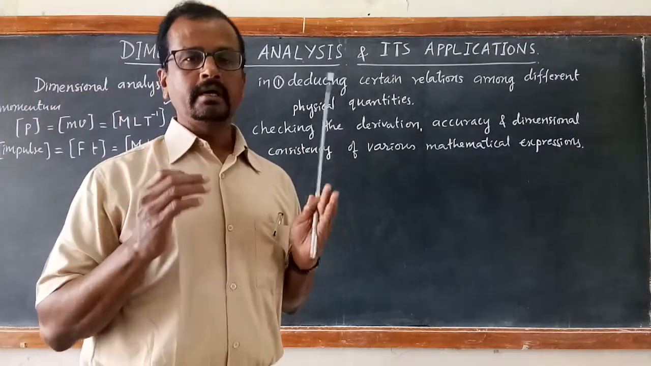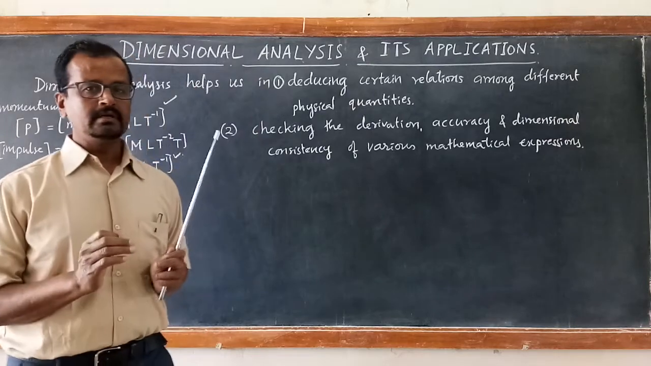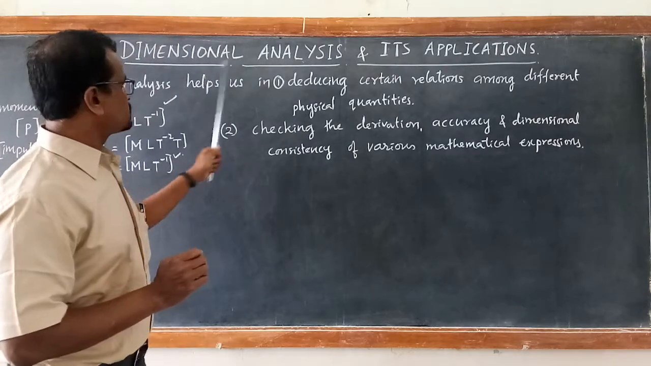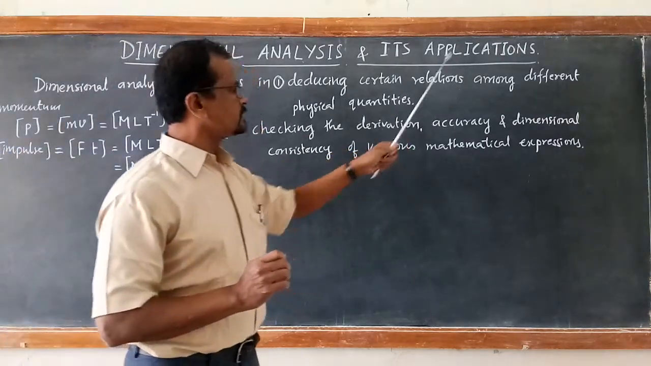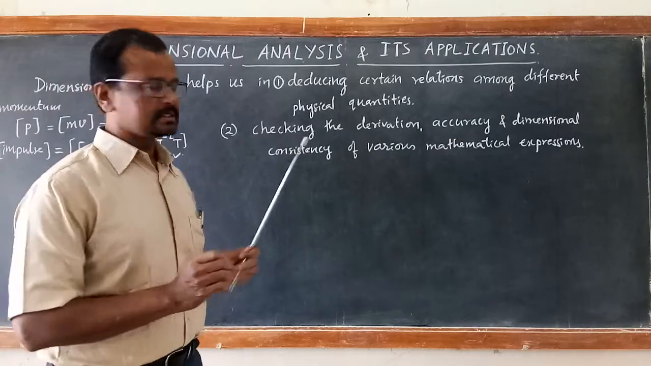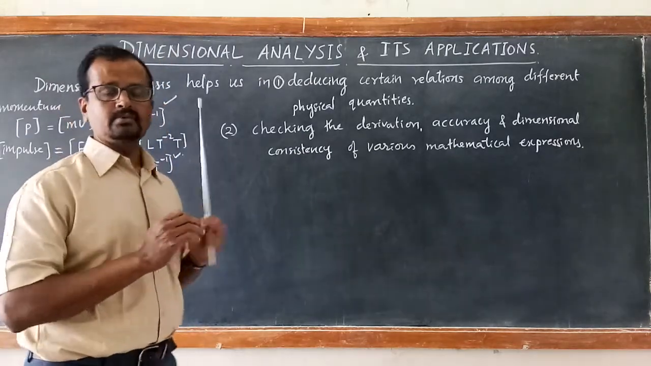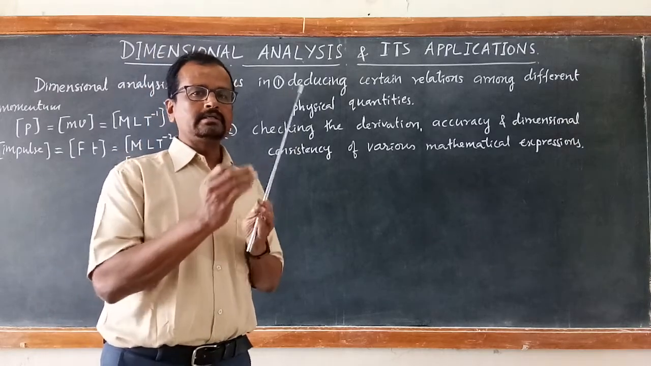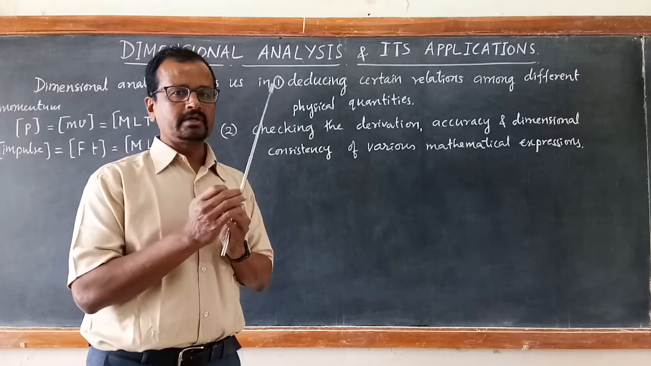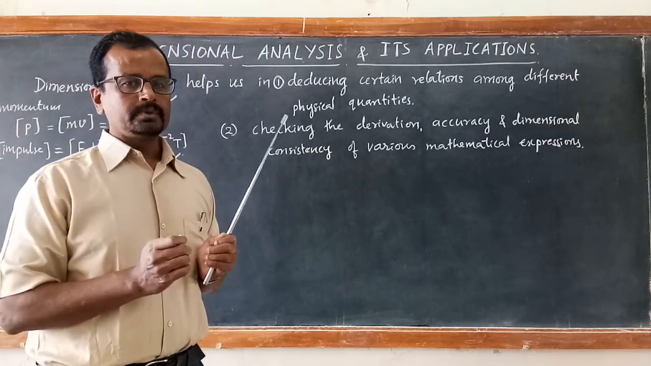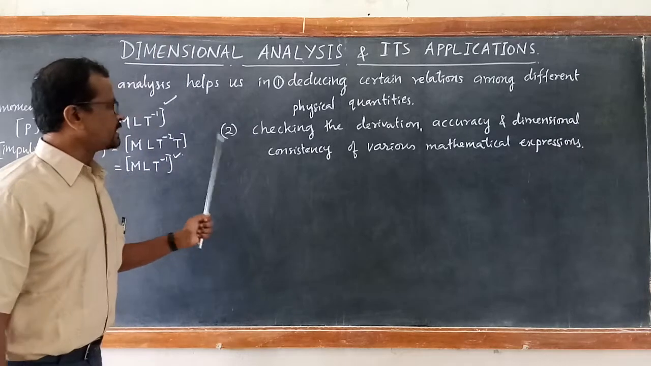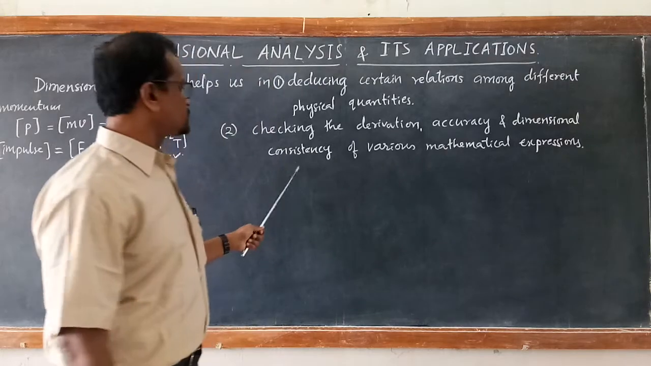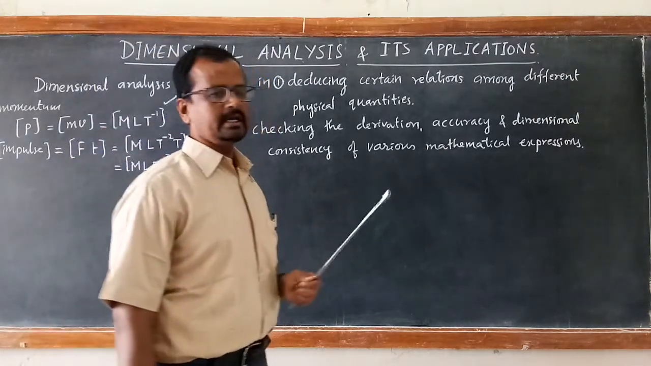Then we can get an idea that there must be some relation between impulse and momentum. So the dimensional analysis helps us in deducing certain relationships among the different physical quantities. This is one example. Like that you will come across various physical quantities wherein you will be able to relate them with the help of their dimensions. Okay, second thing is checking the derivation, accuracy and dimensional consistency of various mathematical expressions.